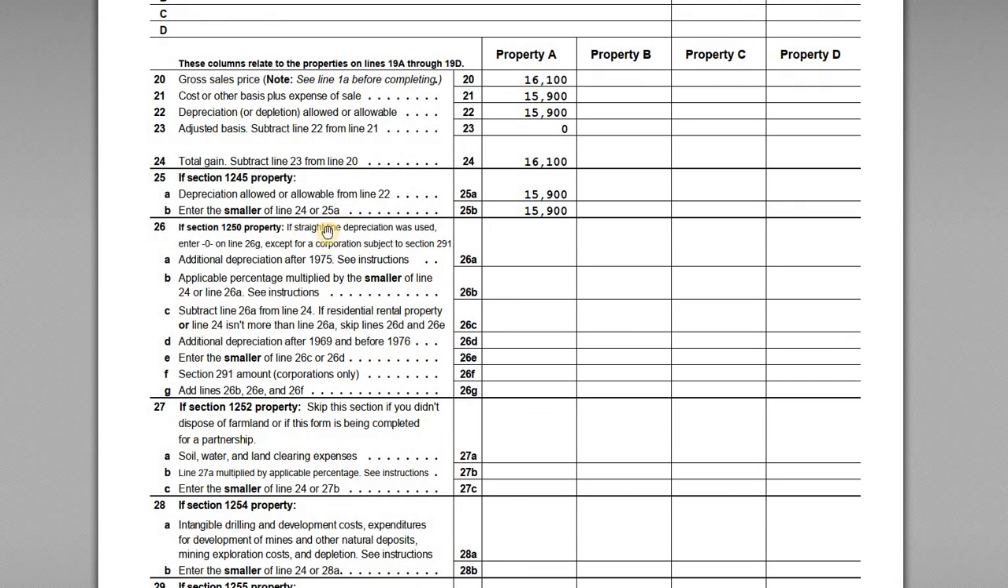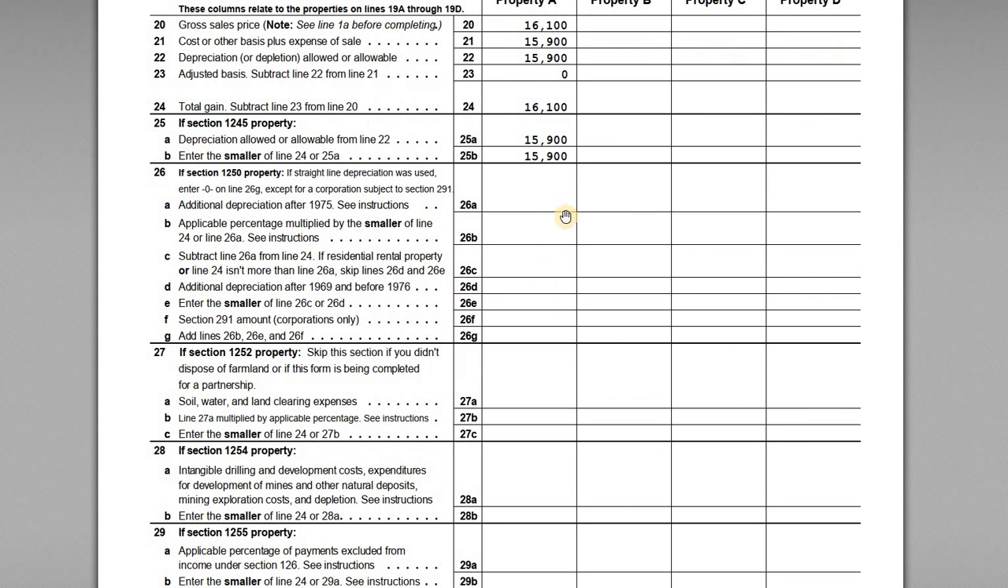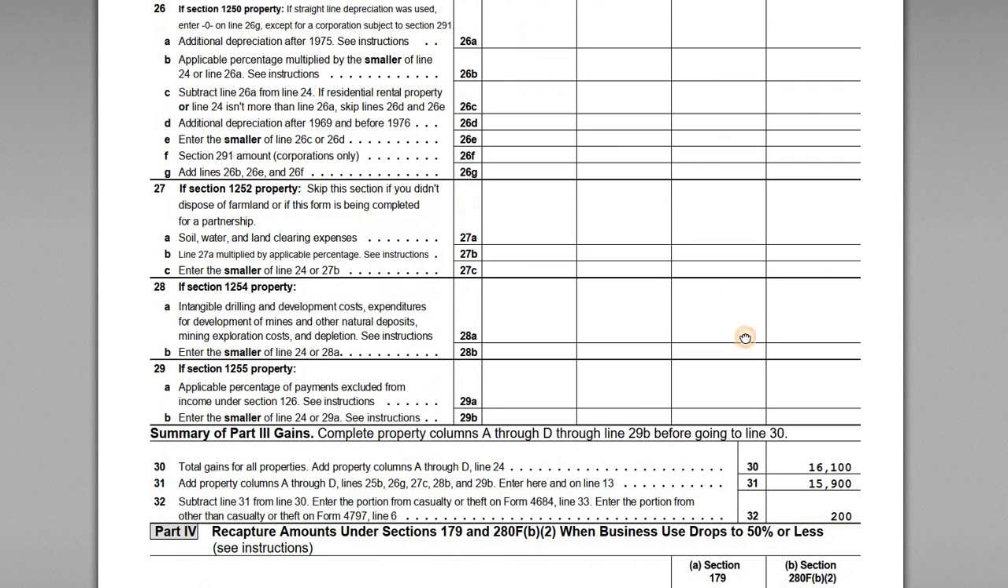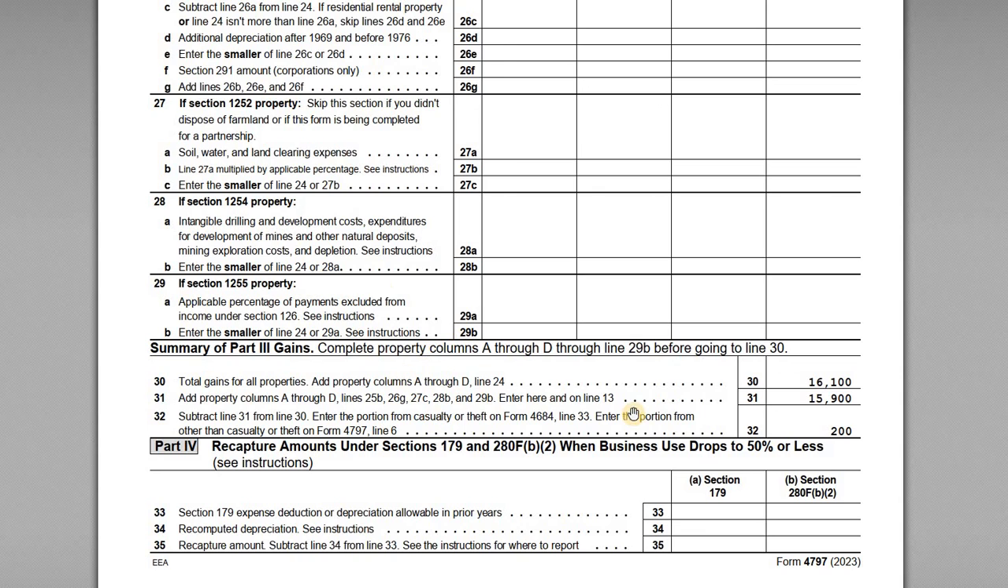$16,100. Now, on line 25, it's asking us for the depreciation that was allowed and taken because we have some recapture, right? So we've got $15,900 of depreciation that was claimed on the property, and so that obviously gets recaptured as just ordinary gain. So on line 30, where we have the summary of these items here, total gain for all the property, $16,100.